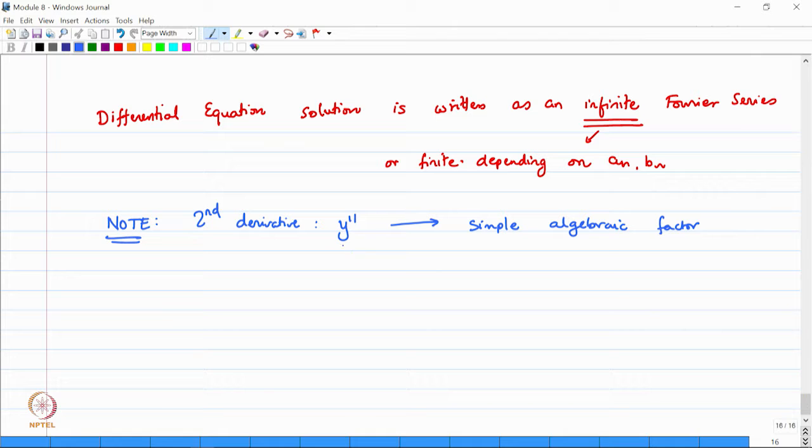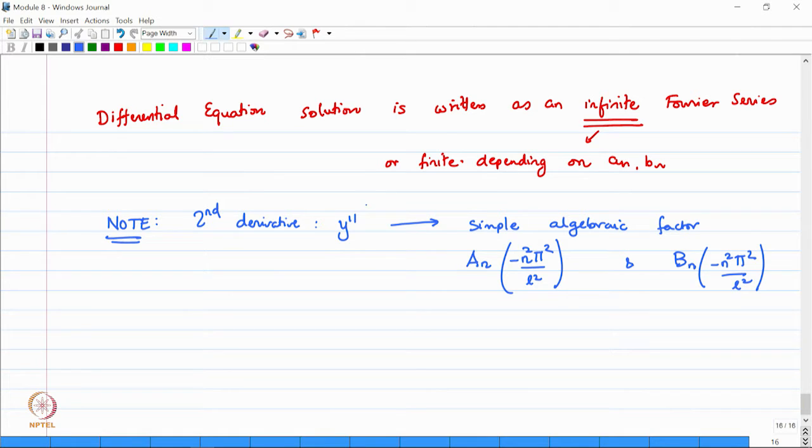Okay, so your second derivative, y double prime, just led to a_n being multiplied by minus n square pi square by L square, and b_n was also multiplied by minus n square pi square by L square. This is the important thing. The second derivative just corresponded to multiplying by this factor.